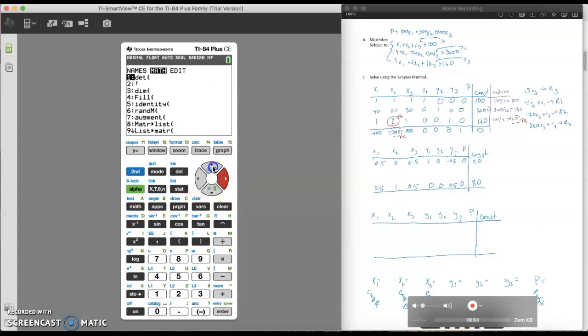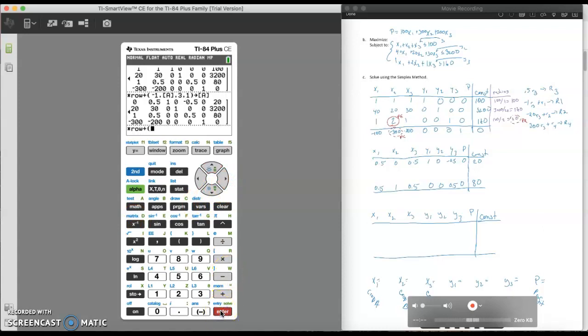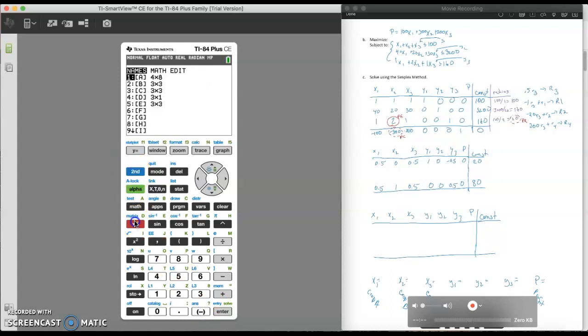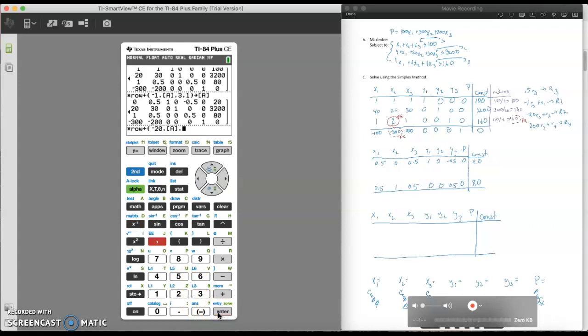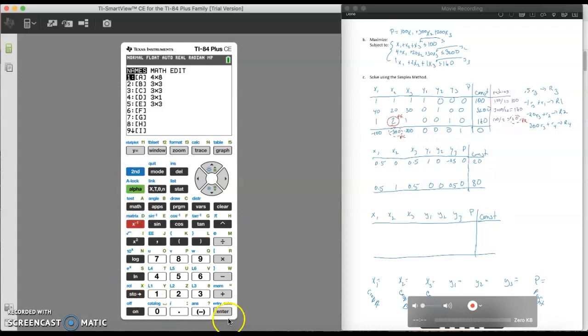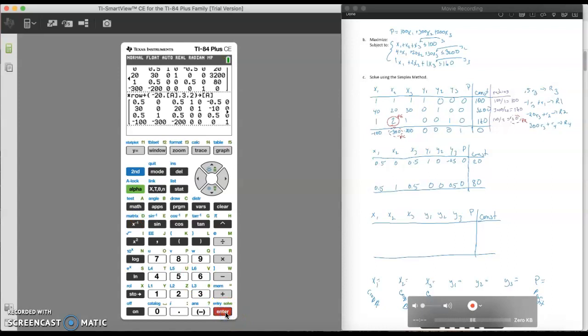Okay, second matrix math, another times row plus for us here. This time we're multiplying by -20, matrix A. Doing this to row 3 in order to change row 2. Store. Back in matrix A again. Okay, so now I'm going to write down my new row 2. It looks like it's 30, 0, 20, 0, 1, -10, 0, and 1600.